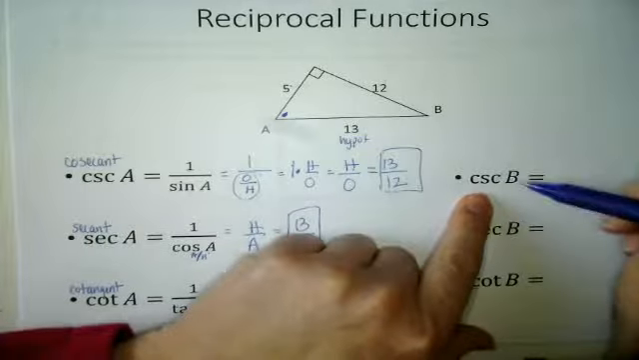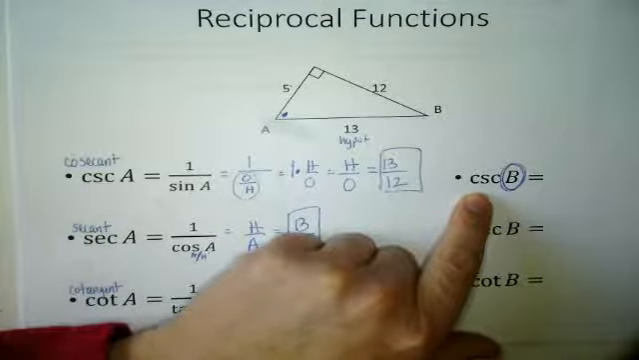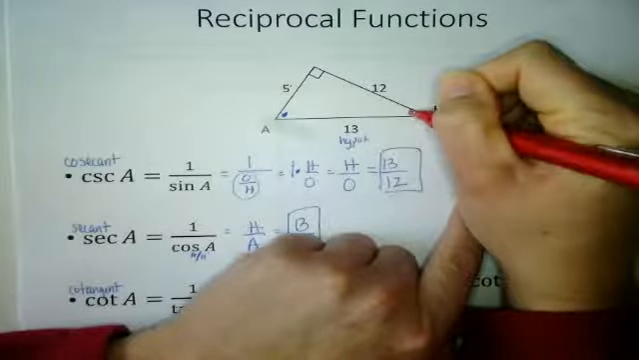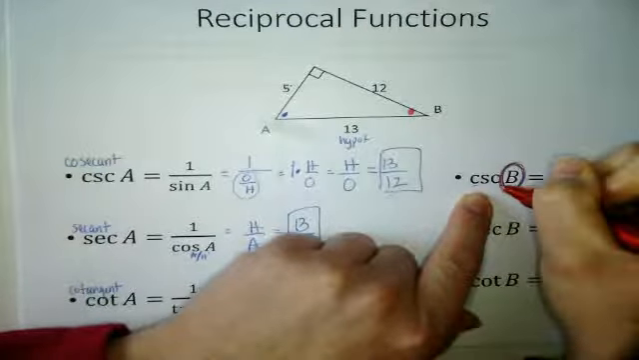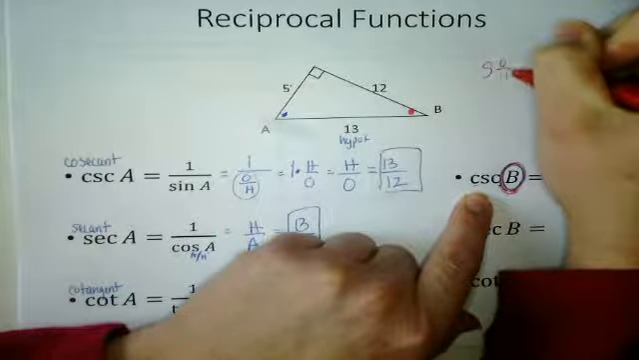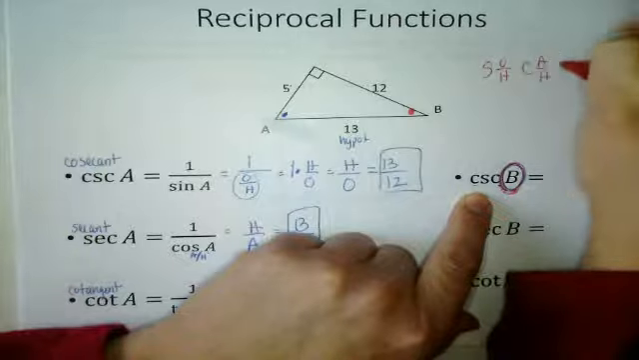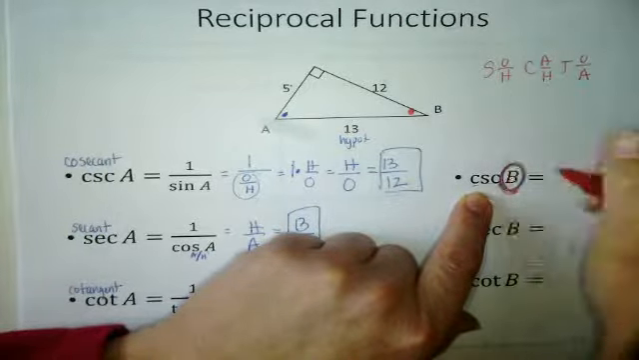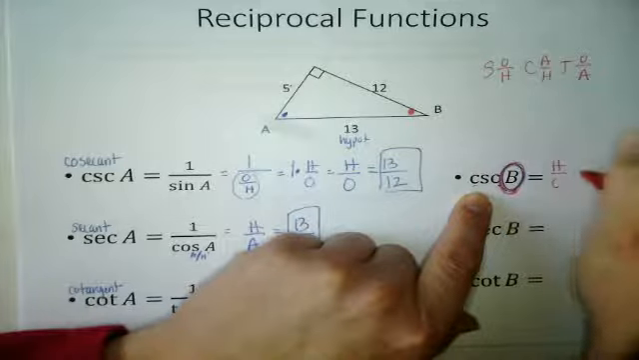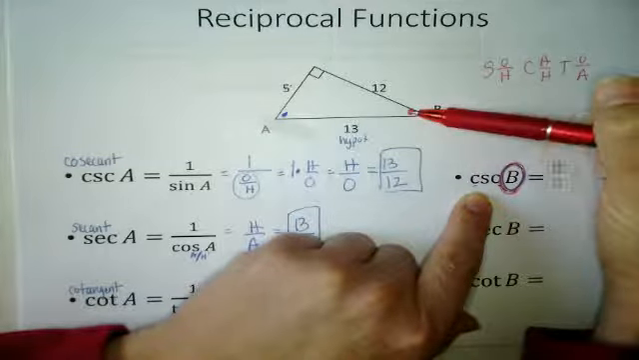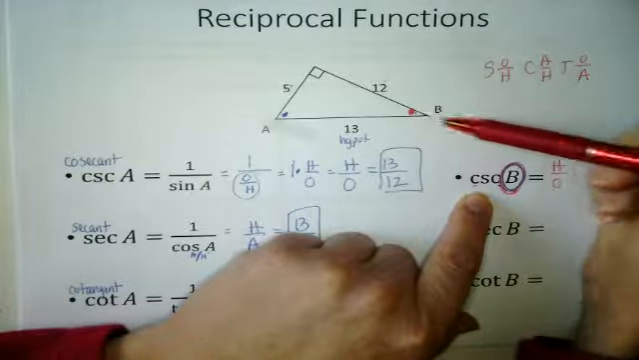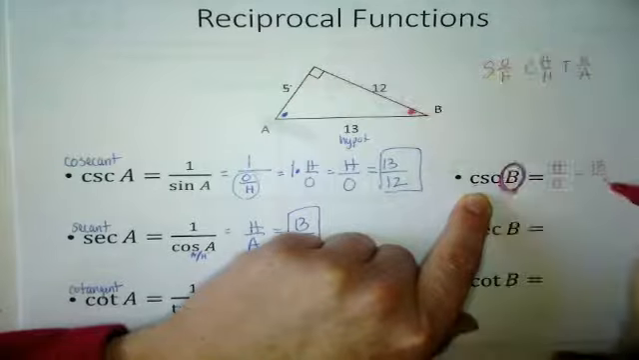So now we're looking from angle B. I'm going to change colors here. I'm going to use red. Okay, so now we're looking from angle B right here. Cosecant is the reciprocal of sine. We know sine is SOH, opposite over hypotenuse, so cosecant is going to be hypotenuse over opposite. Looking from angle B, hypotenuse is 13. The opposite side of angle B would be 5.